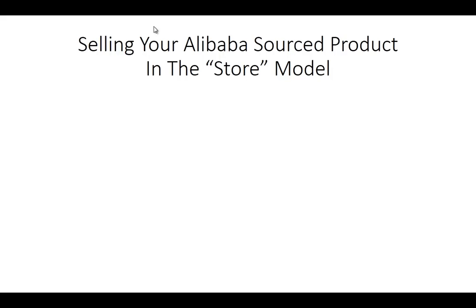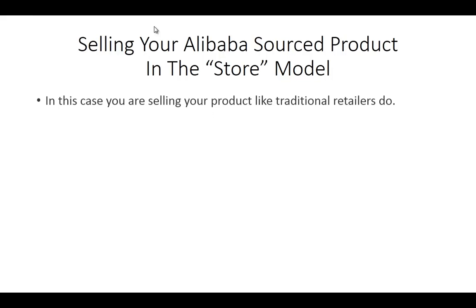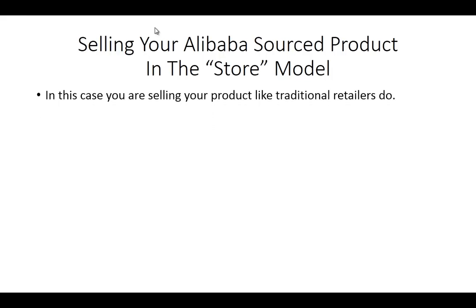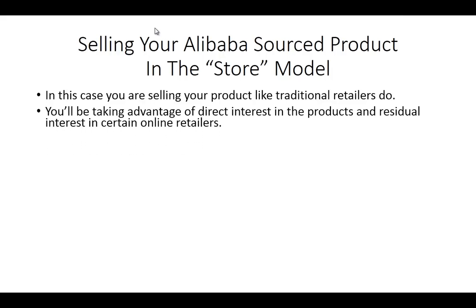And in this video, we are going to be discussing selling your Alibaba source product in the store business model. Now, in this case, you are going to be selling your product like traditional retailers do, primarily online. You'll be taking advantage of the direct interest in products and residual interest in certain online retailers. In other words, people are going to be going to the internet in order to find certain products to fulfill certain needs or certain desires. In other cases, they're going to be visiting online retailers in order to look for a specific product, but yet they might find other needs that they might be able to fulfill while on that site.